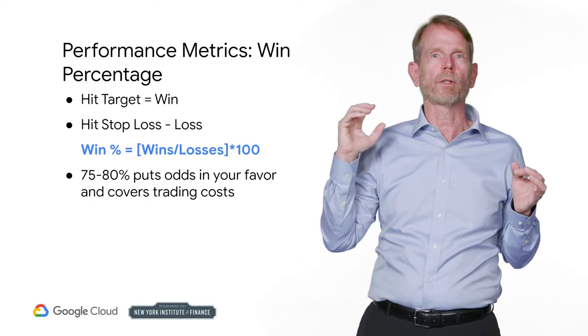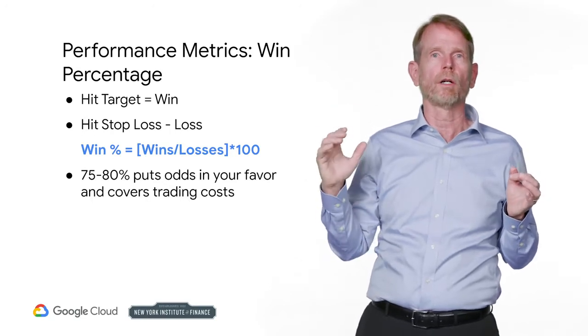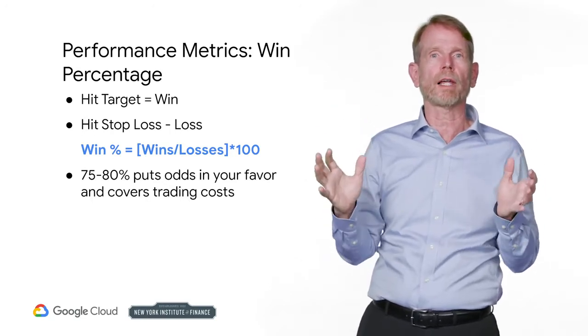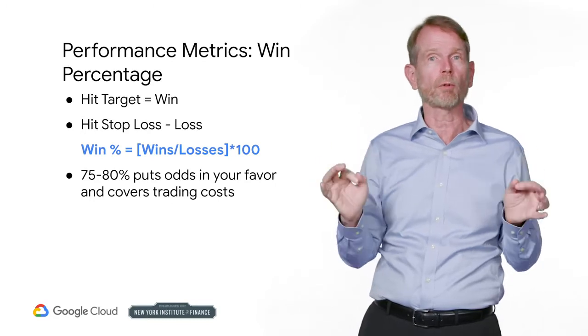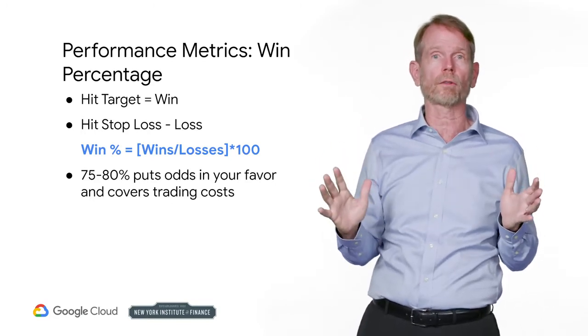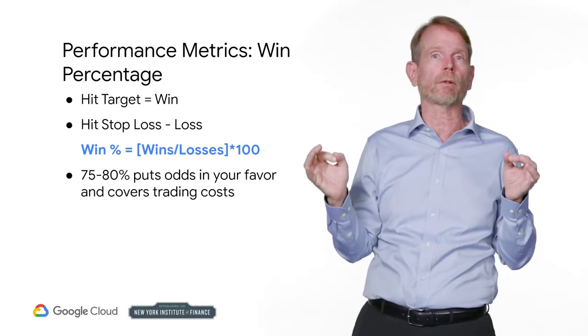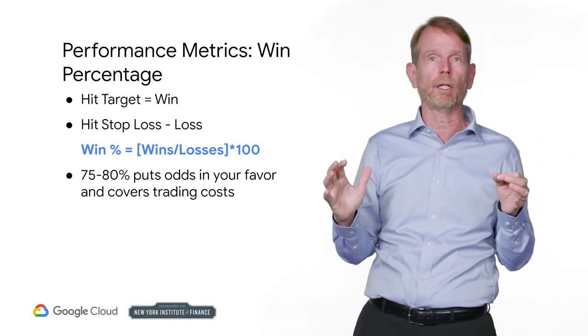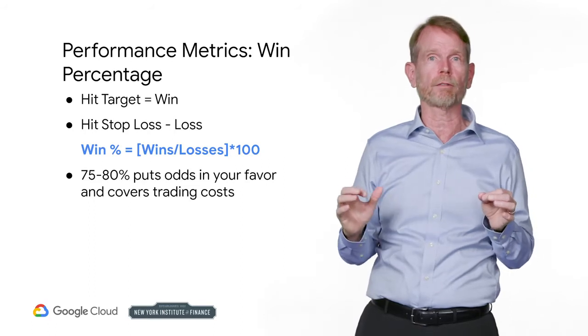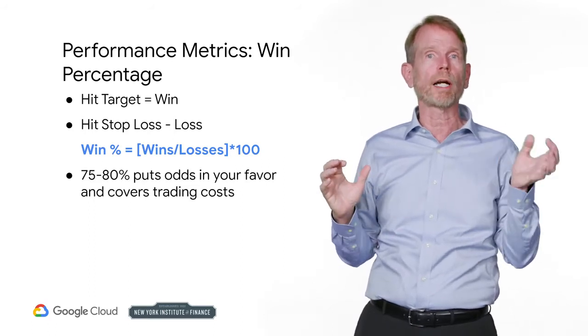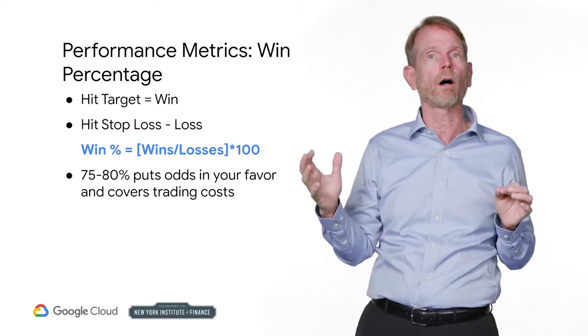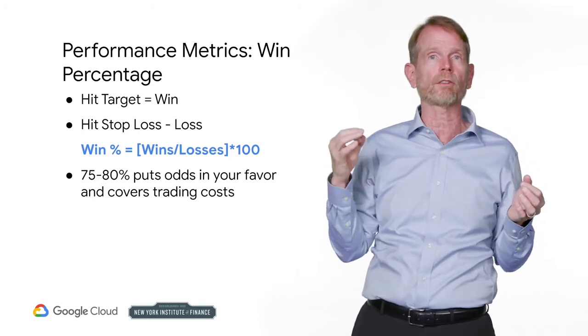First, you have your percentage of wins. When you hit your target, you consider that a win. When you hit your stop loss, you consider that a loss. Many traders want rules that have a 75% or 80% win ratio to put the odds comfortably in their favor. Trades are rarely break even because of fixed costs and market impact costs such as the bid-ask spread.